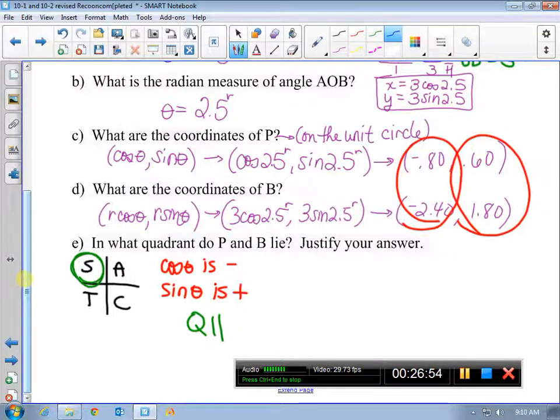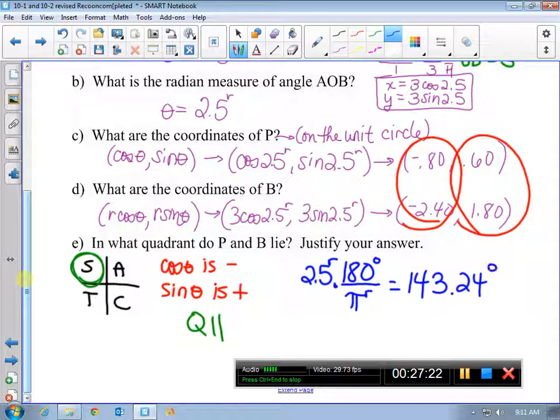The other way to do this is to convert my 2.5 radians into degrees. So how do we convert to degrees? Of course, we put our pi radians on the bottom, so they will cancel, and our 180 degrees on the top. So do 2.5 times 180, then divide by pi on your calculator, and you get approximately 143.24 degrees, which of course is quadrant 2.